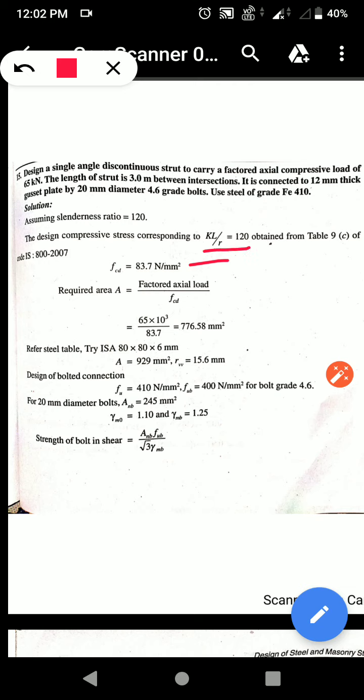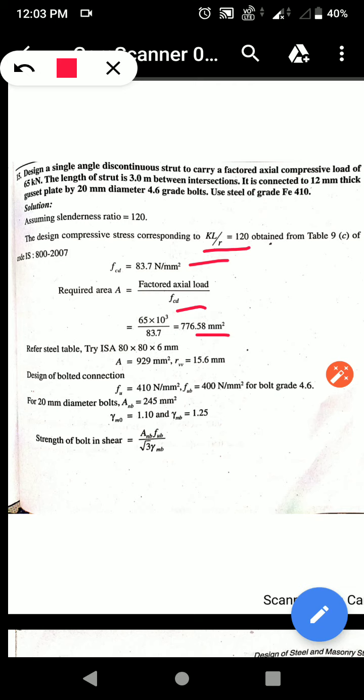Next thing is to calculate area, that is given by required factored axial load divided by FCD. Factored axial load is 65 kN, convert to Newton, 65 into 10 raised to 3 divided by FCD is 83.7. So required area is 776.58 mm square. Depending upon this area, we have to select an angle section.